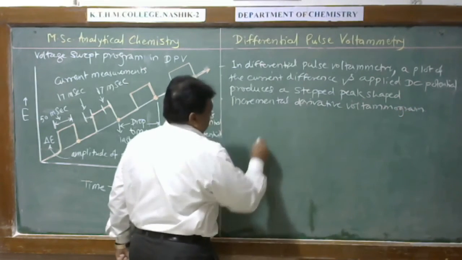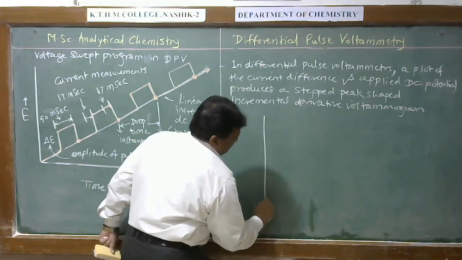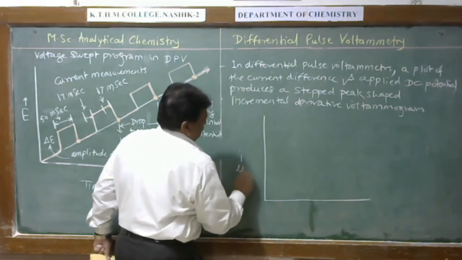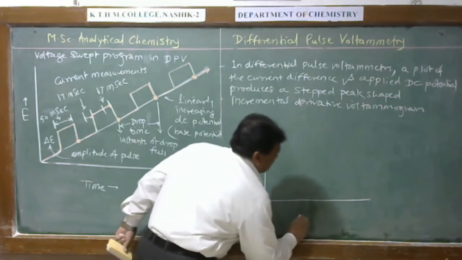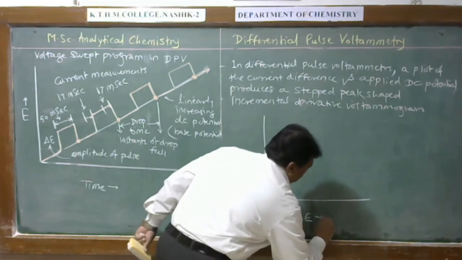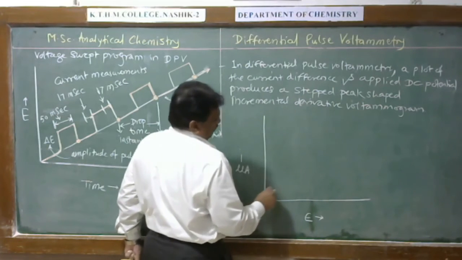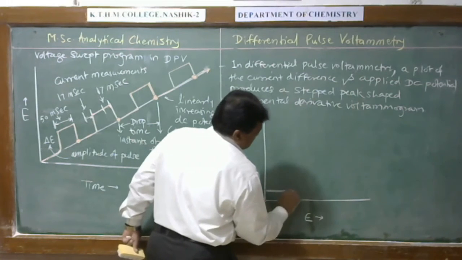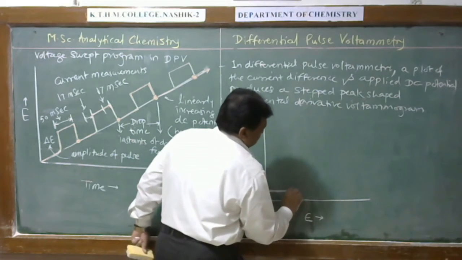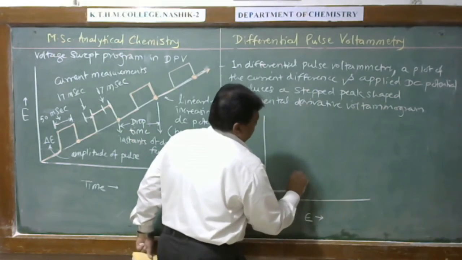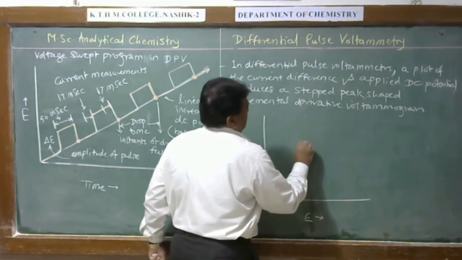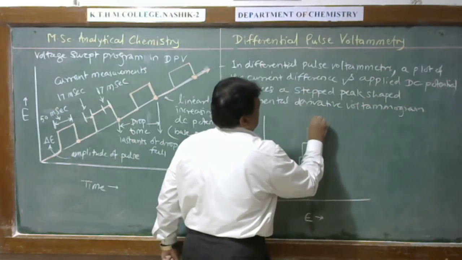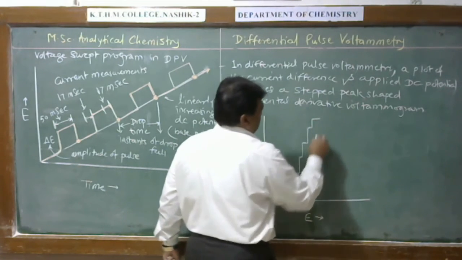That voltammogram is a graph of current measured, that is I in microampere versus applied potential in millivolt. Here initially the background current is not associated with residual current. As analyte reacts, then this peak voltammogram is obtained in this way.